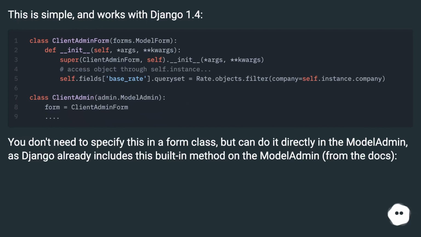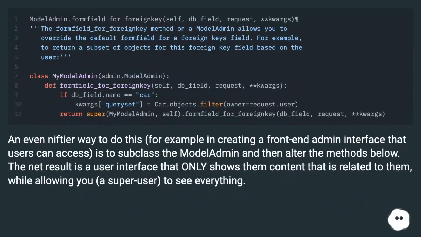You don't need to specify this in a form class, but can do it directly in the model admin, as Django already includes this built-in method on the model admin, from the docs. An even niftier way to do this, for example in creating a front-end admin interface that users can access, is to subclass the model admin and then alter the methods below. The net result is a user interface that only shows them content that is related to them, while allowing you, a super user, to see everything.